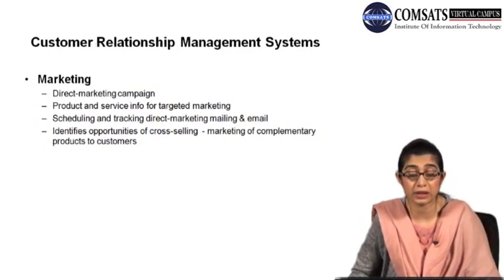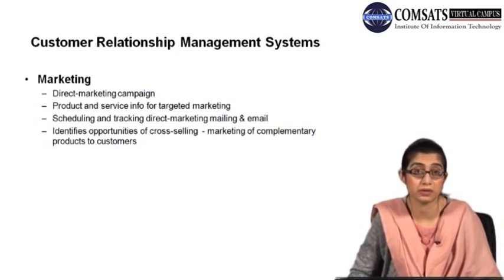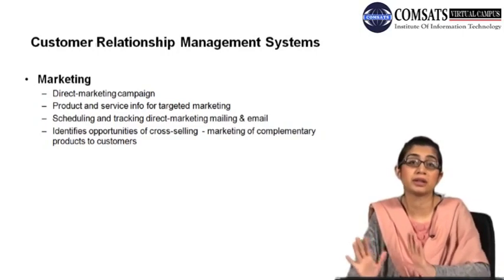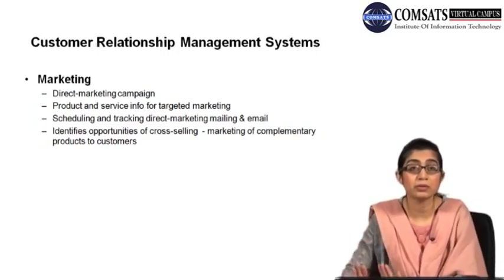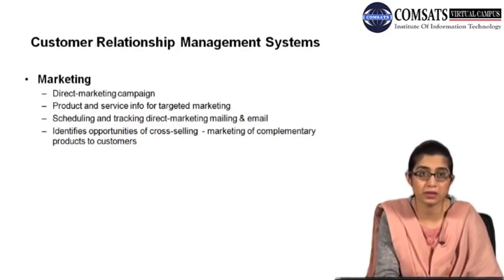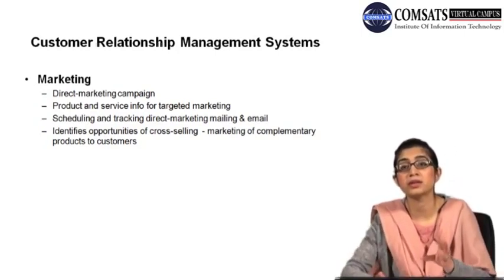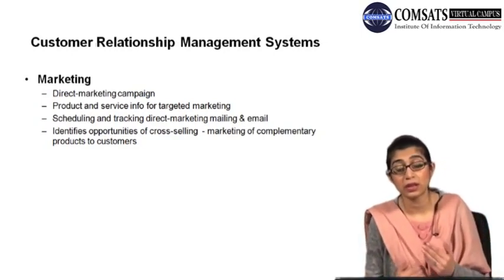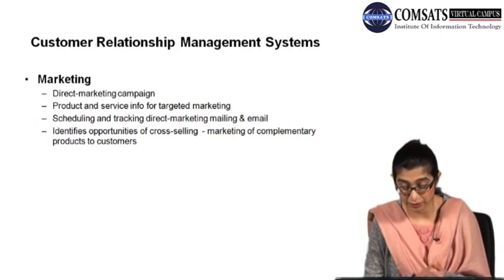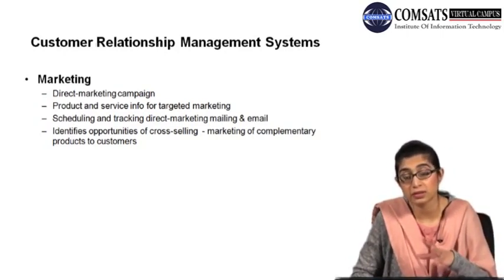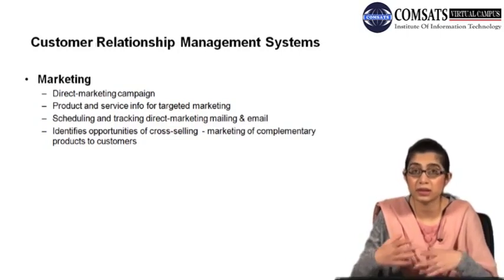Also, the function also includes identifying opportunities for cross selling. Cross selling basically means the marketing of complementary products to customers. For example, if the customer is buying a certain kind of product, then aap usko market kar rahe hain that if you like this kind of product, then probably you will be interested in this kind of product as well. So this is like a complementary, again, banking sector mein, if you have taken this kind of loan, then you might be interested in doing this and this and this as well. So there are different ways they can do cross selling as well, that is called marketing of complementary products to customers. Also, this provides the function of executing the marketing campaigns as well as doing the data analysis of how successful the campaign was as well.